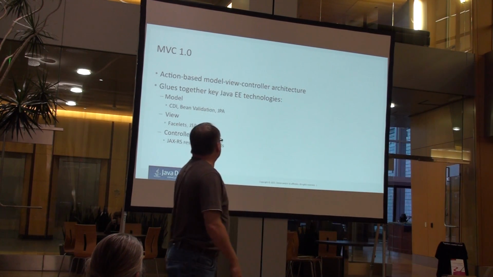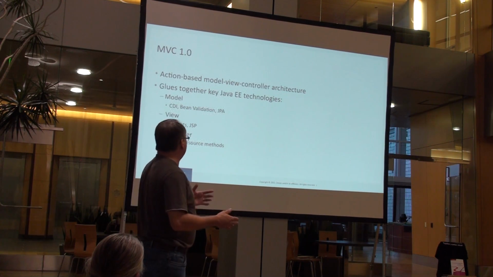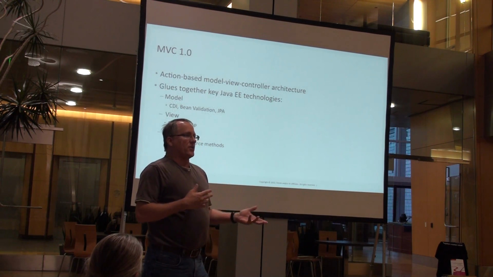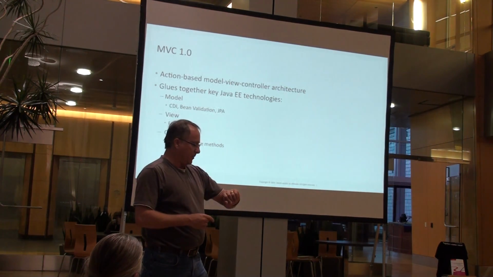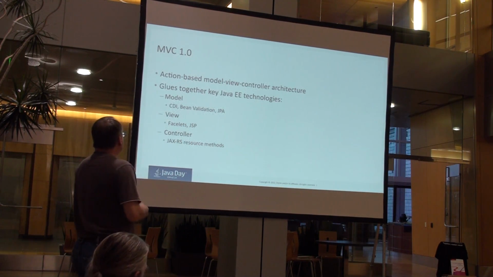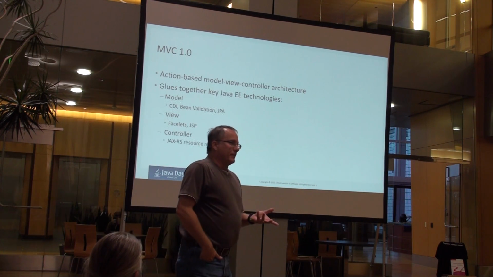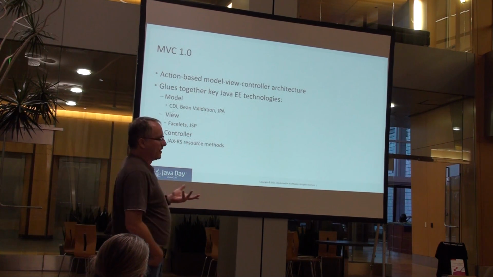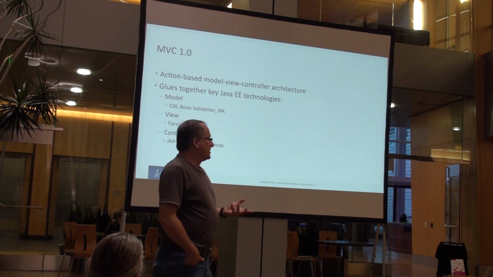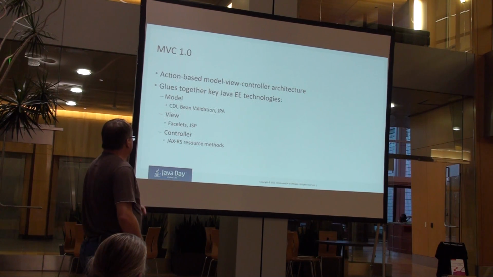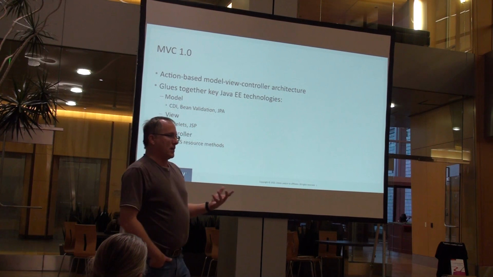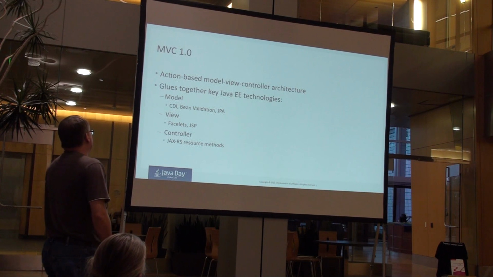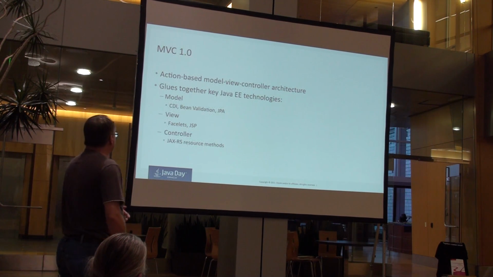So with MVC 1.0, what we're really trying to do is glue together a lot of the technologies that already exist in Java EE. With the model, we're looking at just Java beans. In this case, there could be CDI annotated beans. There could be JPA entities, or supported by JPA entities. And then bean validation is a way to apply constraints to your model. But you've got a way to model your data using these technologies.